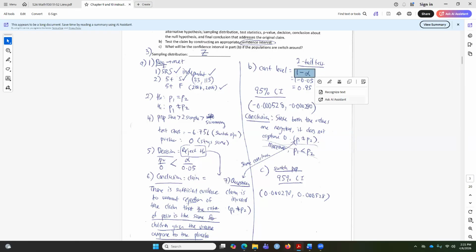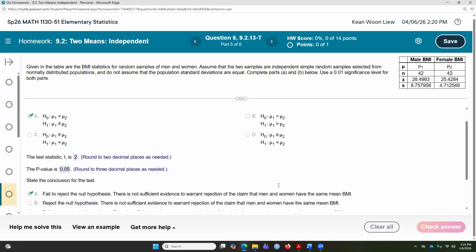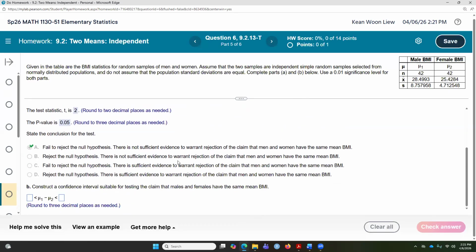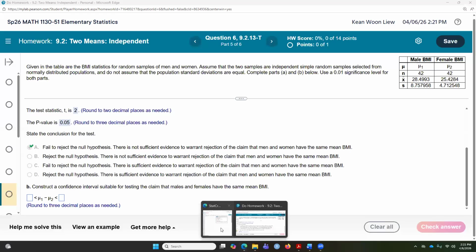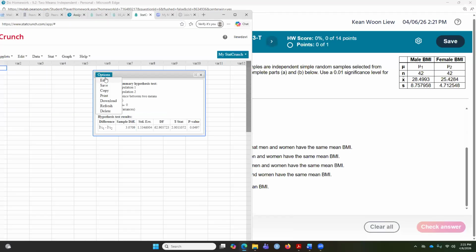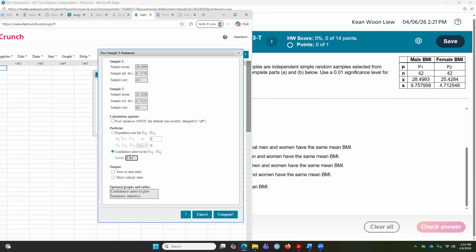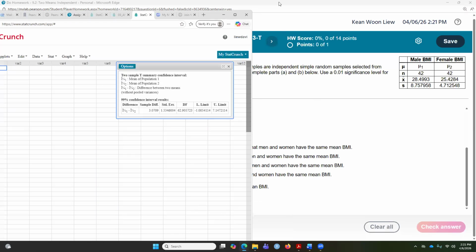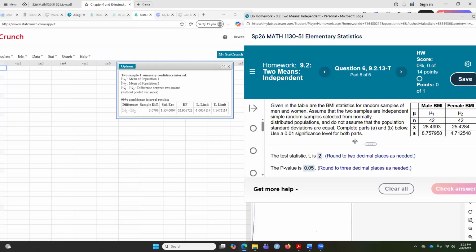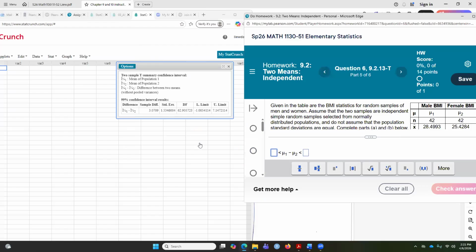Okay, so for this case, alpha is given to us in the question here as 1% or 0.01. So 1 minus 0.01 is 0.99. So this question is asking for a 99% confidence interval. To find that, you go to Options, go under Edit, same thing, but this time you click on the confidence interval and select 99%, and that will be your answer for the confidence interval in this case. Rounded to 3 decimal places, this will be negative 1.005.